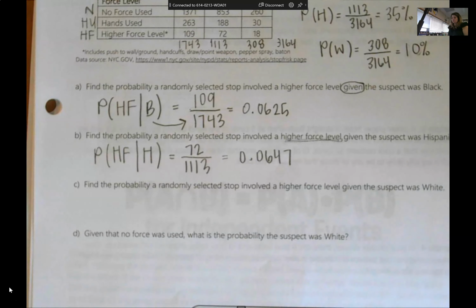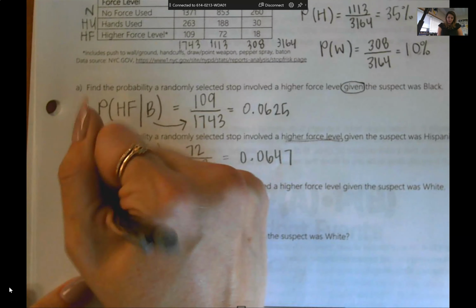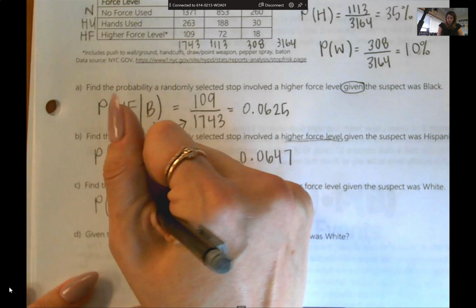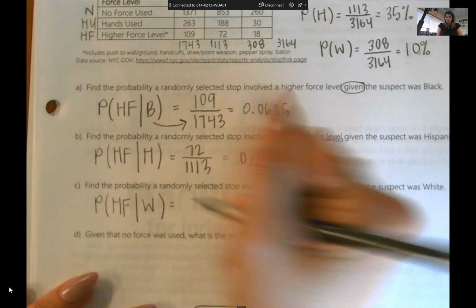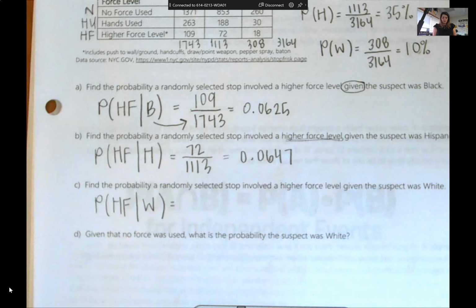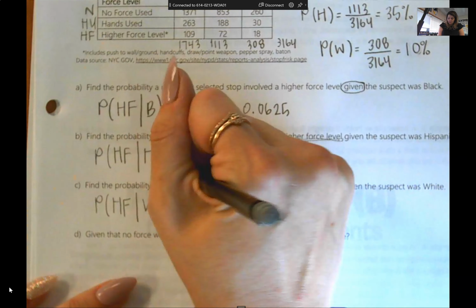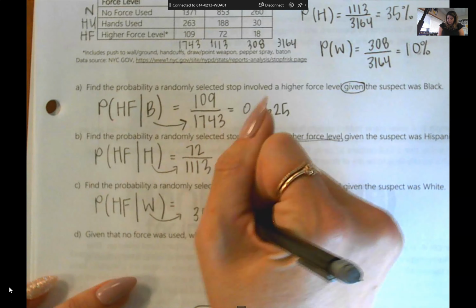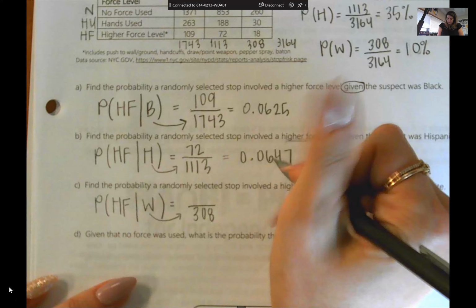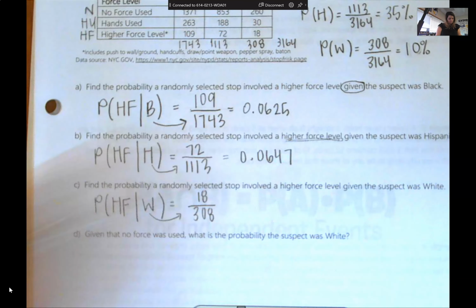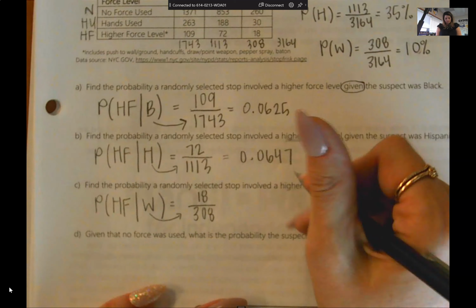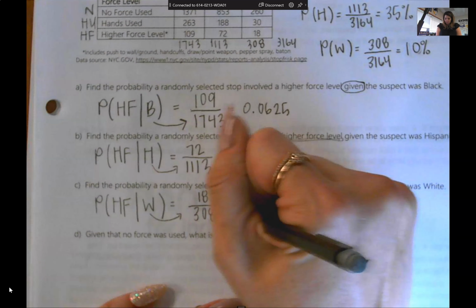And then, of course, as you're probably suspecting, the last one that they want us to find is what's the probability higher force was used given the suspect was white. So this time, your bottom is only the white suspects, 308 over 18. So 584.